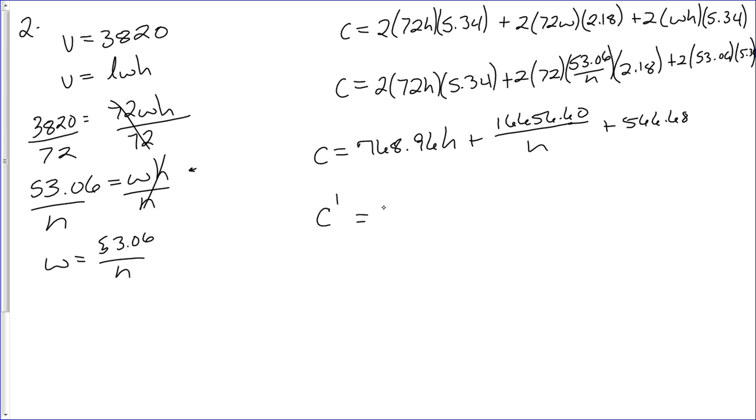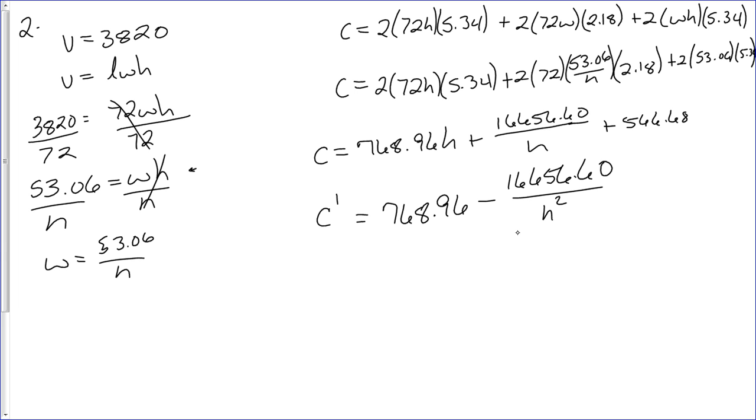So C prime is 768.96 minus 16,656.60 over H squared. And of course, the derivative of this is 0. If you're wondering how I got this, if you do quotient rule on this, remember it's low d high is 0, minus high d low is 1. So this comes out to minus this ridiculous number divided by H squared.